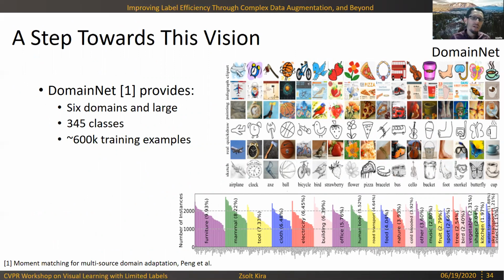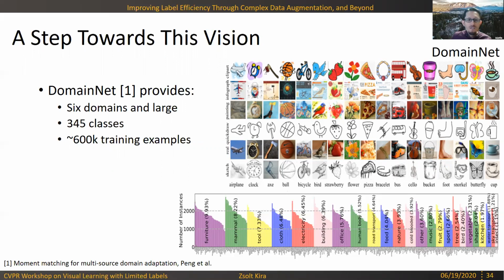That tries to use DomainNet to do this. So DomainNet is a really cool data set. I really like that work. It's really an awesome resource for researchers. It has 6 domains and a large amount of data. So it has 345 classes, which is really cool. And then over 600K training examples.